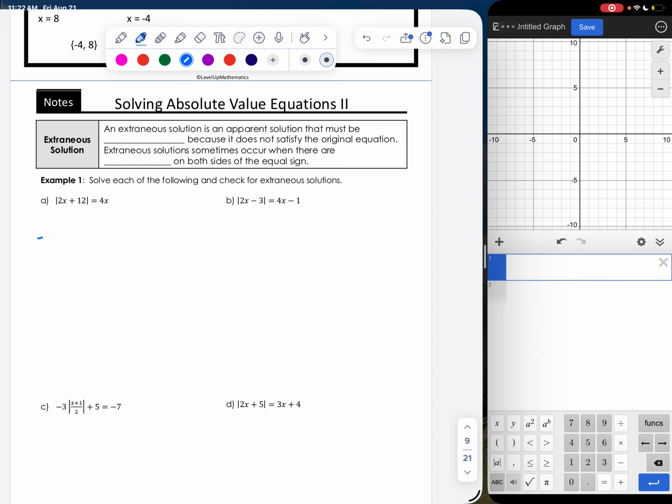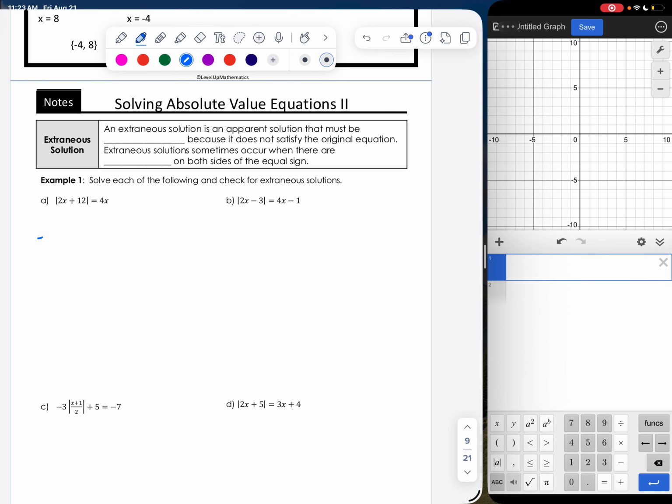In today's lesson, we will be exploring solving absolute value equations, some of which will have something called extraneous solutions. Now this is part 2 of a 2-part lesson. Before we get started, let's talk about what an extraneous solution is.